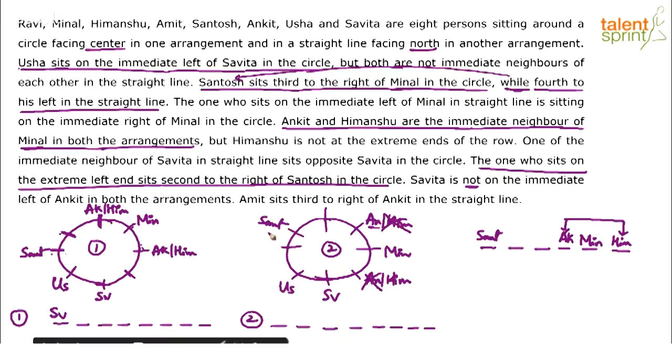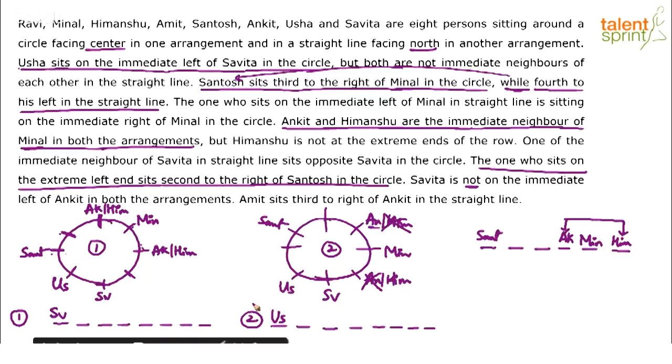With respect to the second circle, who is second to the right of Santosh? Usha. So Usha sits on the extreme left end. Are you able to follow? So this point has been used. The one who sits on the extreme left end sits second to the right of Santosh. So with respect to case 1, second to the right of Santosh is Savita, so Savita comes here, extreme left hand. And with respect to case 2, second to the right of Santosh is Usha, so Usha comes here on the extreme left hand.